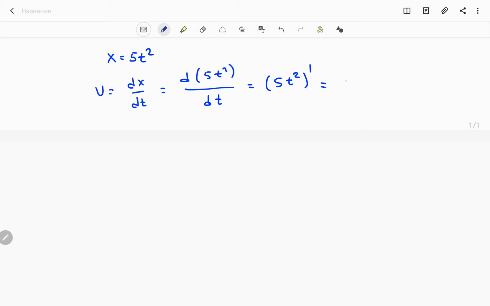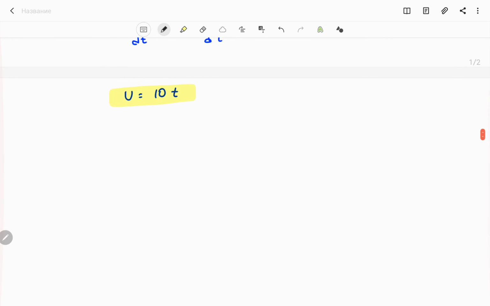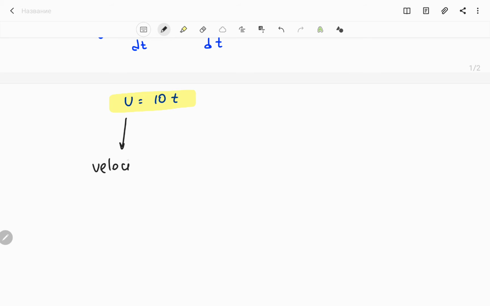So we know that we need to multiply 5 by the power, which is 2, and t to the power 2 minus 1. So velocity equals 10t. This is the equation for velocity. Now you should be able to study this kind of equation. What does this equation mean? This is the velocity, and this velocity depends on time.